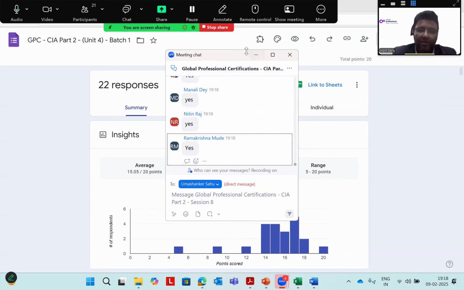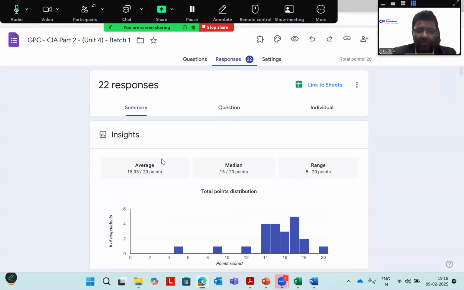So I think all of you have submitted the response. Let's look at the average score. It is 15 out of 20, which is roughly about 75%. The range is between 5 and 20, so the lowest score is 5 and the highest score is 20, which is okay, and the median is about 15. People, it's okay if you're not scoring well. It's completely fine. Just learn from your errors and try to improve.